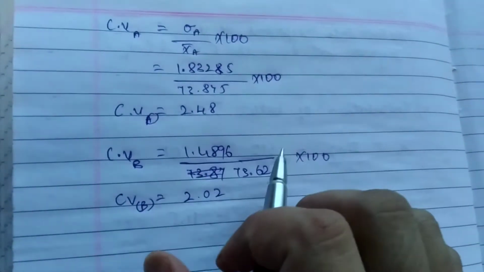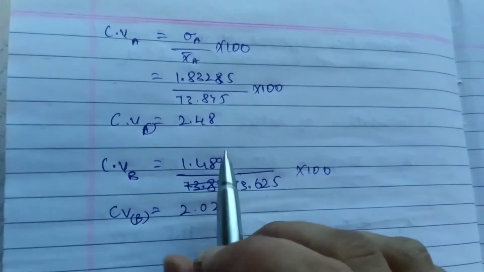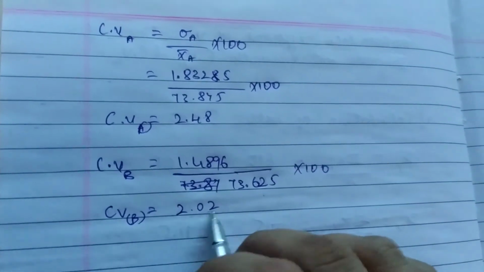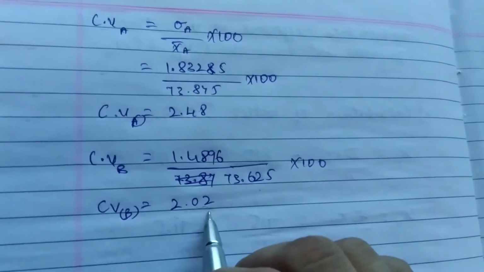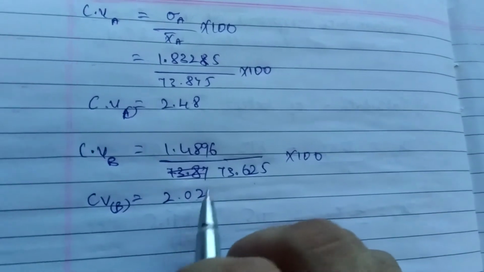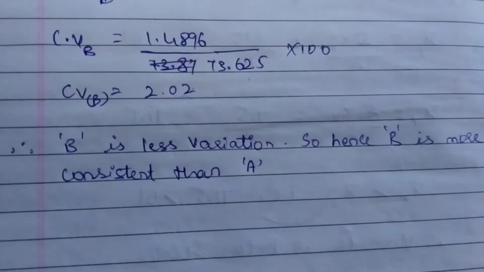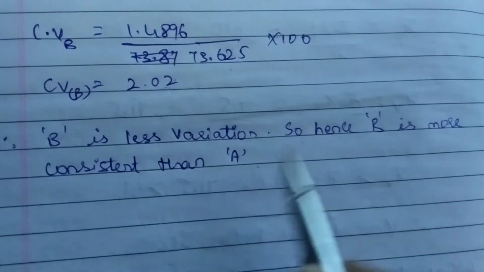So by seeing this, we may conclude that B is more consistent than A because it is having less variation compared to A. So B is having less variation. B is better. So conclusion, B has less variation, so hence B is more consistent than A.